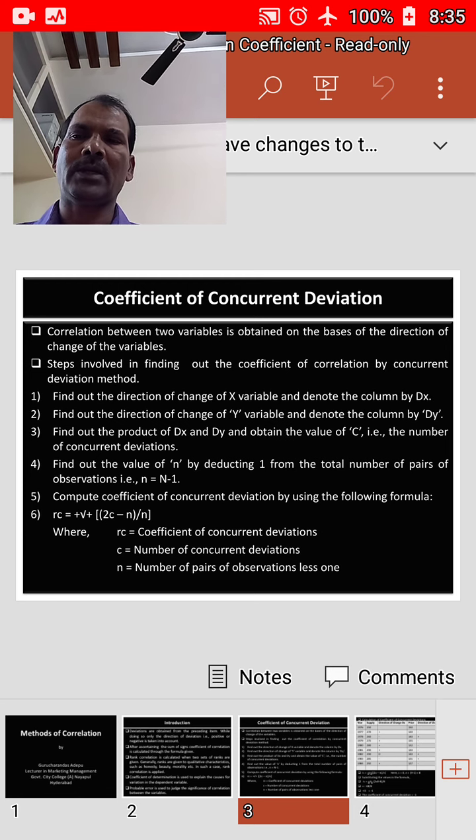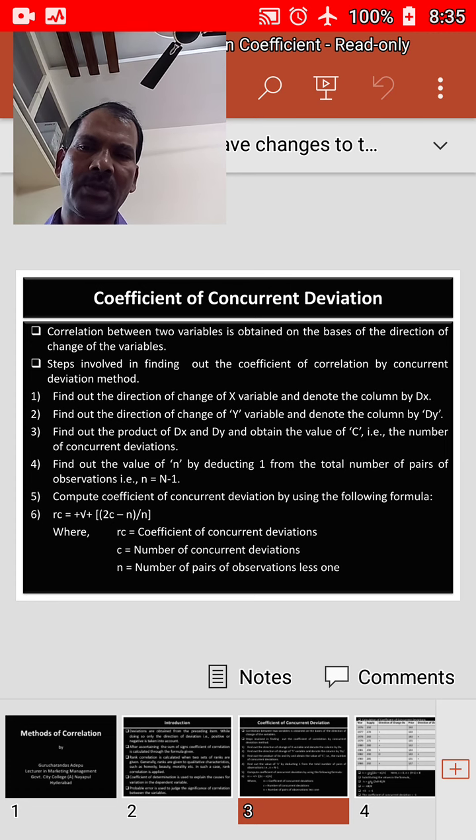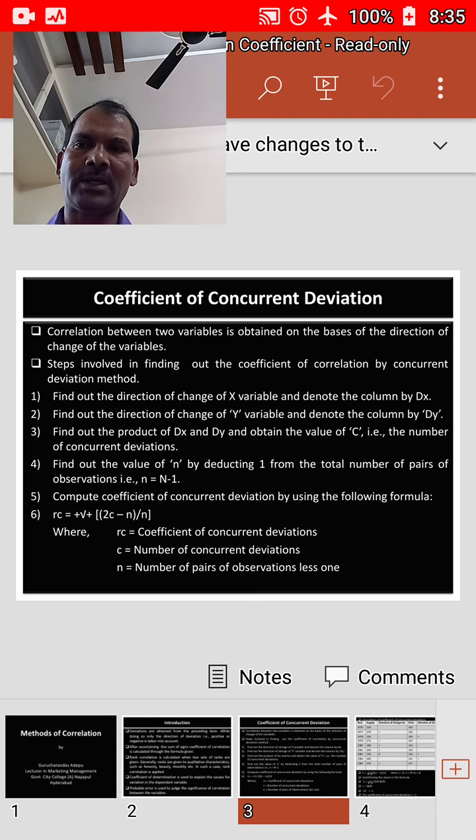Second step is to find out the direction of change of the y variable and denote the column by dy. The same procedure which we have adopted for dx is also followed for dy. That means to obtain the direction of change, one value of a series is compared with its preceding value. For the first one we don't have any preceding value. For the second one we will have the preceding value as the first one. In the same manner we need to follow this.